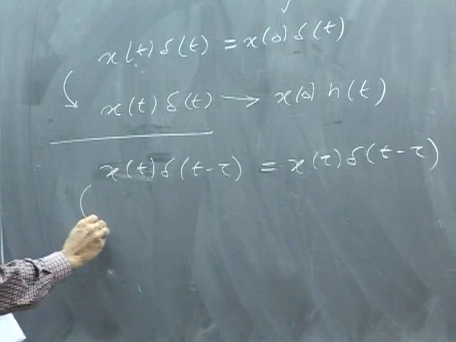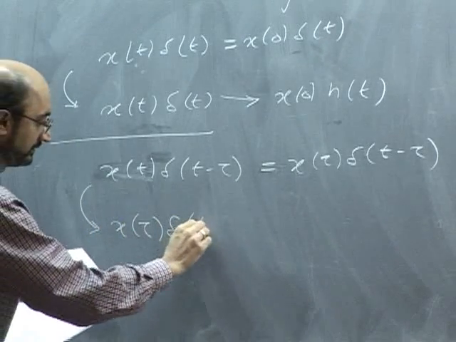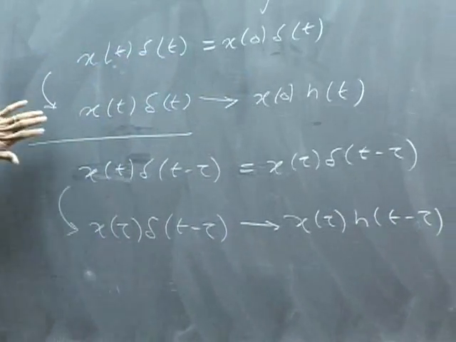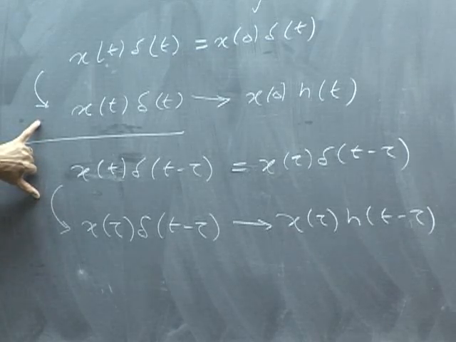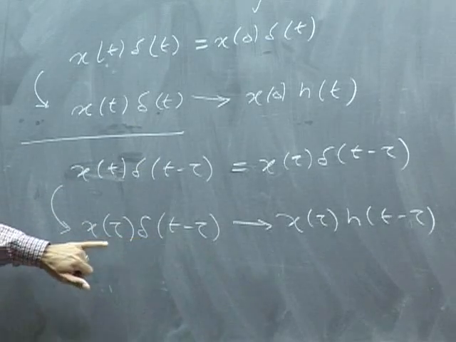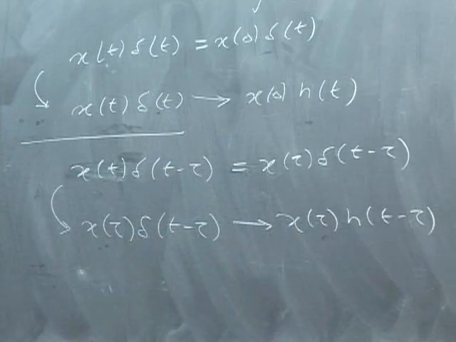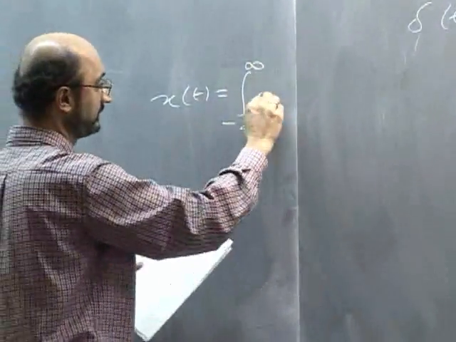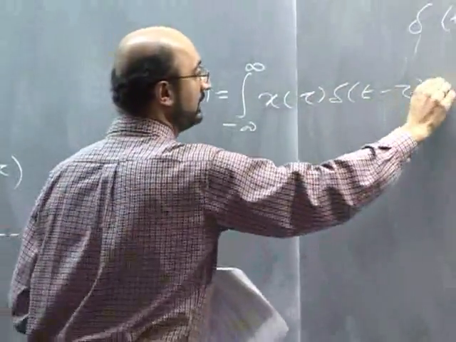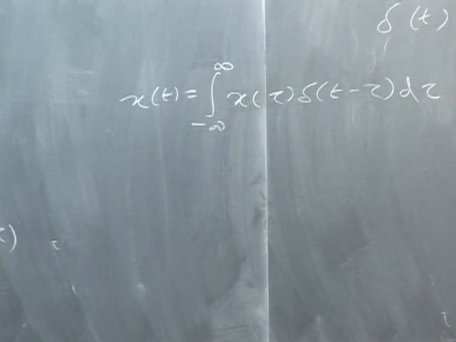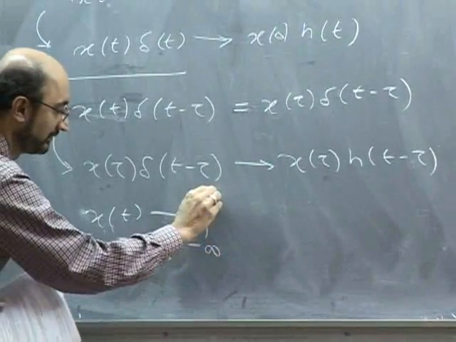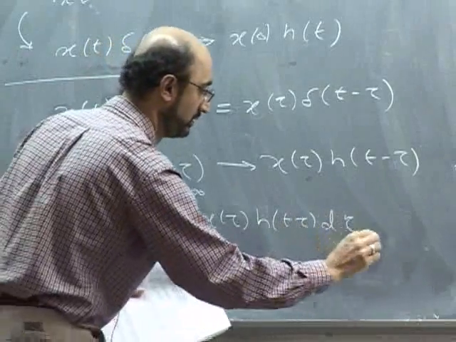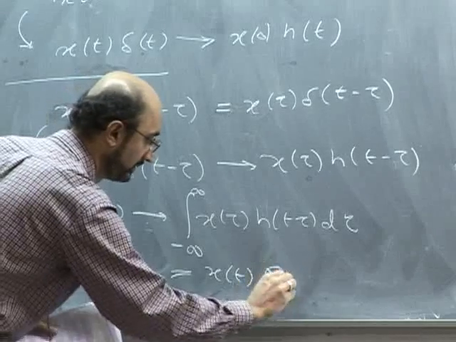And so using the same kind of inference, we can say that x(tau) delta(t minus tau) leads to x(tau) h(t minus tau). Why? Because if I take delta and time shift the delta, then the only thing that matters is x(tau), and then the output is going to get scaled to become this one over here. And then finally, I know that x(t) equals the integral from minus infinity to infinity of x(tau) delta(t minus tau) d tau by definition, which means that if I integrate both sides, I get x(t) leads to the integral from minus infinity to infinity of x(tau) h(t minus tau) d tau, which is equal to x(t) convolved with h(t).